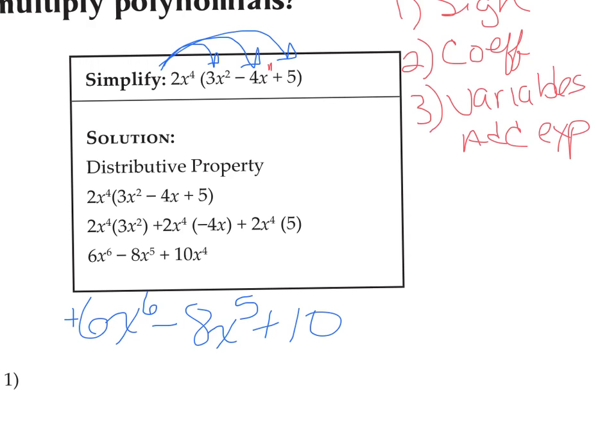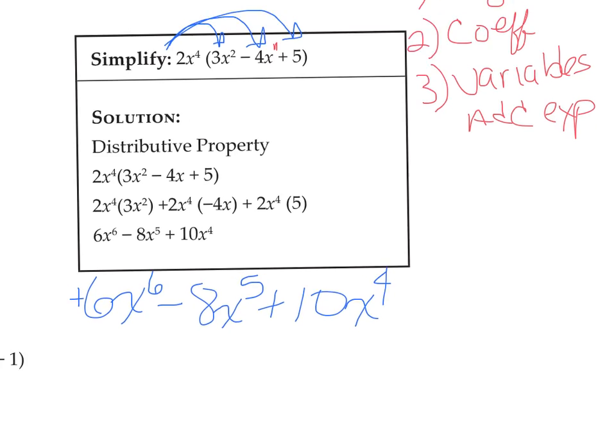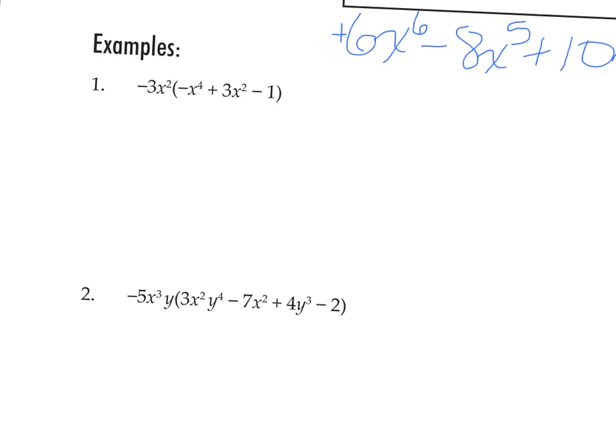And then the variables, x to the fourth. Now, there are no more x's here, but that doesn't mean we're going to drop them off. We still have this 4 here. There just aren't any more to add with them. So we're going to have x to the fourth. And that's how we multiply a monomial times a trinomial. We have a few examples further down here. We're going to do this again, the same way.